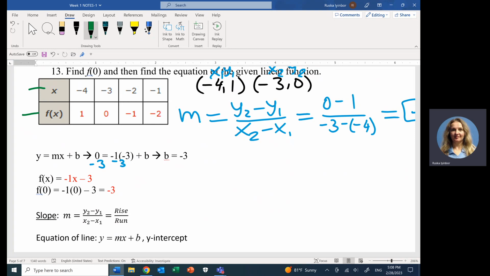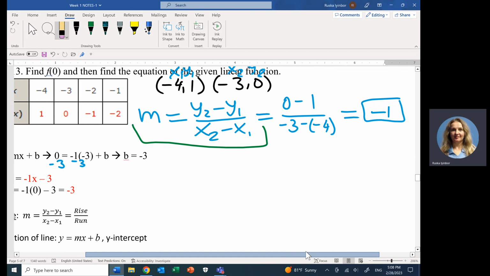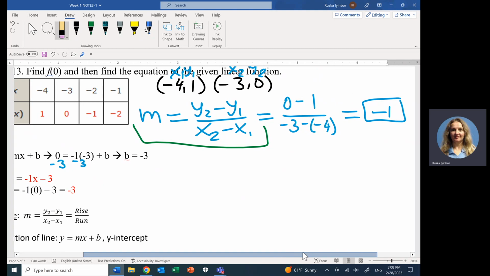And then you're going to use the slope formula. This is the slope formula from algebra: y2 minus y1 over x2 minus x1, which is rise over run. You're going to plug in the numbers. The first one is x1, y1, then x2, y2. Plug it into the formula, and the slope is going to be -1. So we get the slope -1.